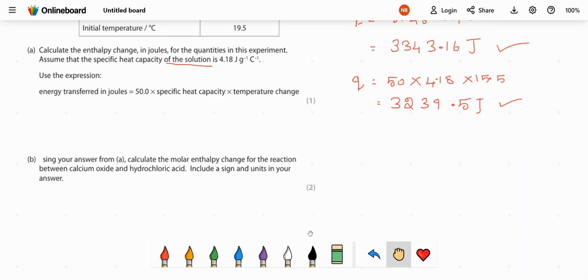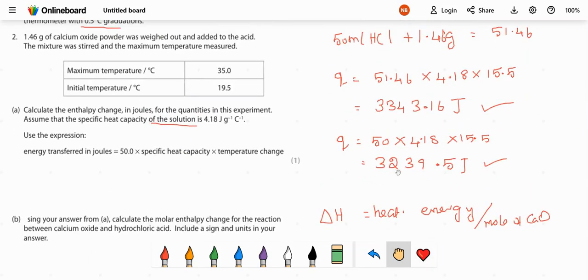So what they are asking is the molar enthalpy of calcium oxide. They are asking for the delta H, that is, the heat energy released per mole of calcium oxide reaction, per mole of calcium oxide. So the molar enthalpy change for the reaction between calcium oxide and HCl. If we should take 1 mole of calcium oxide, let us check whether there is 1 mole of calcium oxide in the stoichiometric equation.